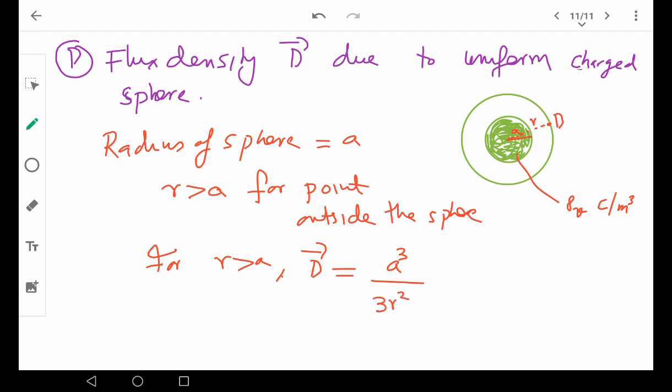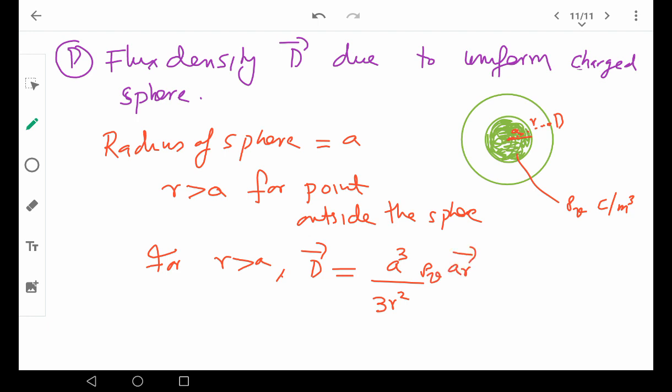For r greater than a, in this case, if the point is outside the sphere, we can say that D is a cubed by 3r squared, rho v, right?